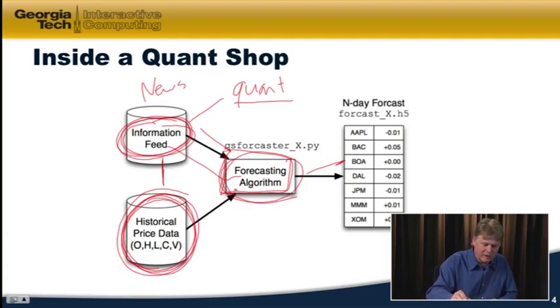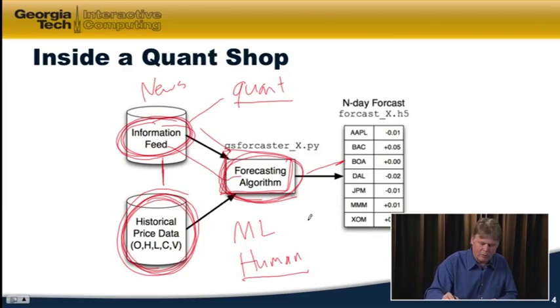And just about anything can be here in this box. It can be machine learning, like I said. It can be a human. But the important part is that what comes out of there is a forecast. We then take that forecast into our optimizer, get our target portfolio, and take that to market.